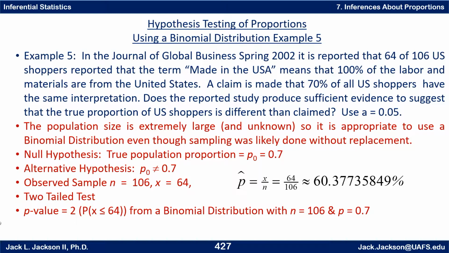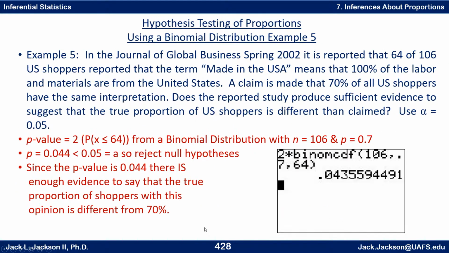Since 60% is to the left of, or less than, 70%, we'll find the probability that x is less than or equal to 64 and then double it to get our p-value. And this is from a binomial distribution with n is 106 and p is 0.7. So we can do that with a binomial CDF, 106, the probability of success p is 0.7, the x value is 64, but then we've got to double it because it's a two-tailed test. And after we double it, we get 0.04355, so about 0.044.